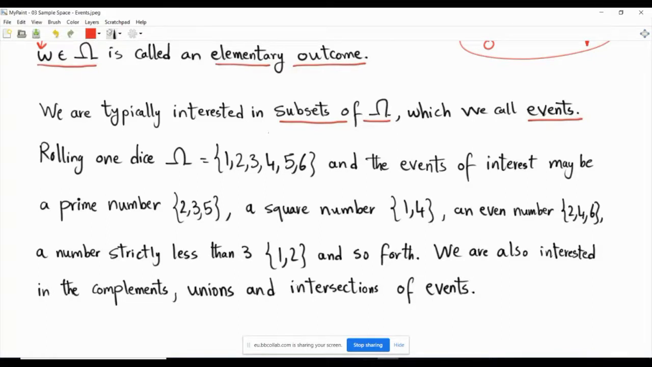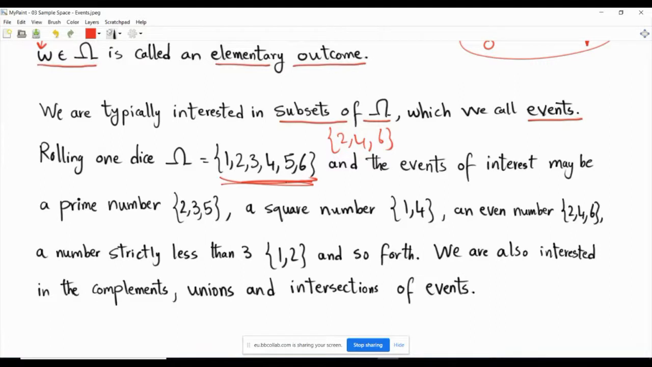Okay, so if you throw one dice, then big omega is basically the set 1, 2, 3, 4, 5, 6. Standard dice, okay? Now, you may be interested in getting an even number. So getting an even number means that you are interested in getting either 2 or 4 or 6, which is a subset of this big omega. You may be interested in getting a prime number, square number. You may be interested in getting something that is less than or equal to 4 or greater than or equal to 3, and so on. So typically, when we do those experiments, we are interested in events, subsets of big omega.